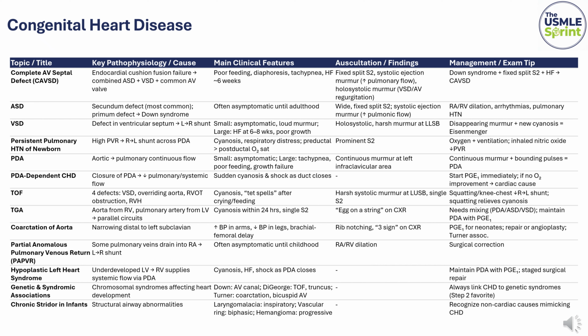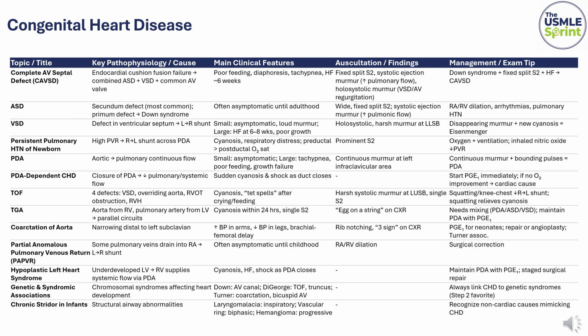Small defects often close on their own by age 2, but moderate or large ones might need diuretics for symptom control and surgery if they don't improve. The danger of untreated large VSDs is that the constant left to right shunt causes pulmonary vascular remodeling, leading to pulmonary hypertension and eventually reversal of the shunt.